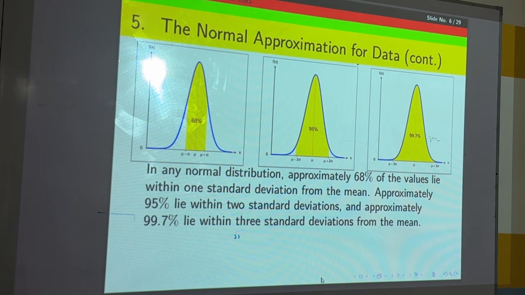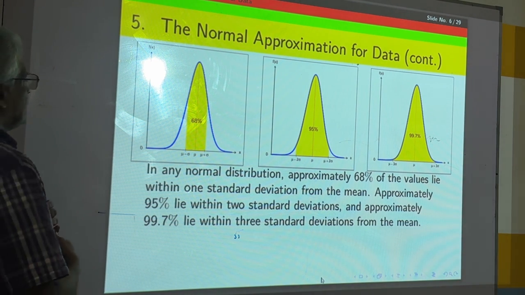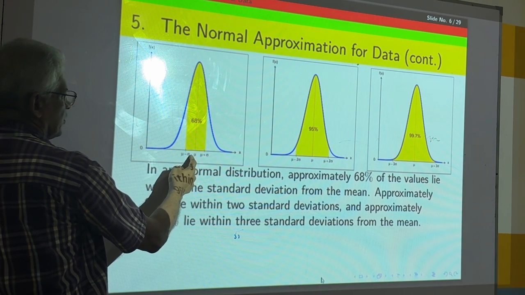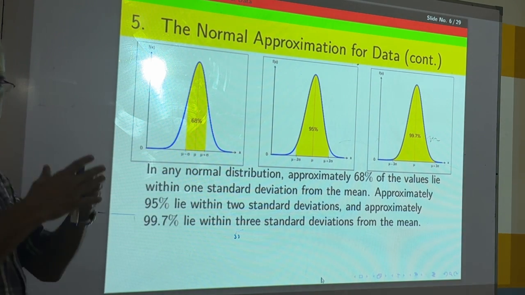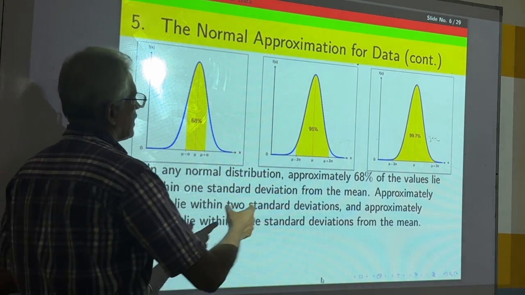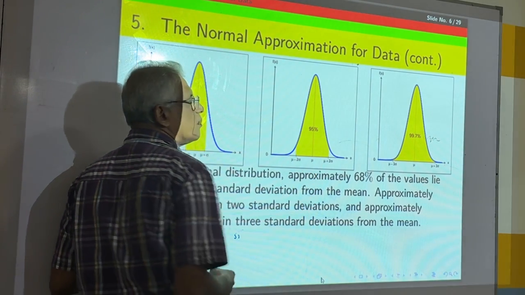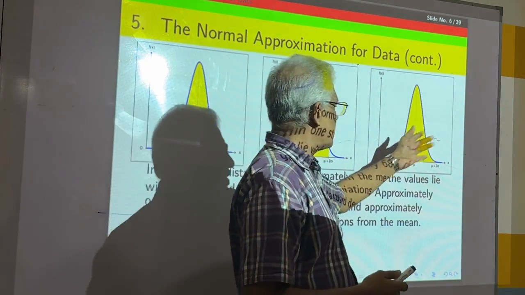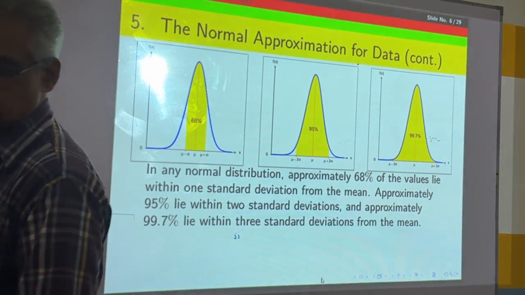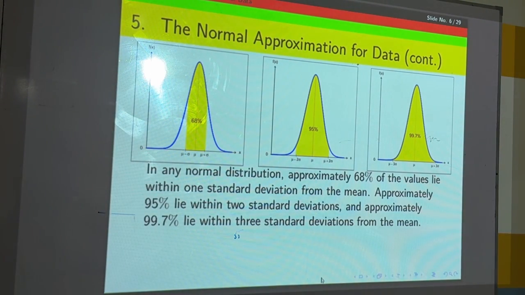So this is that empirical rule that I mentioned. For any normal distribution, this rule is correct. Within one standard deviation from the mean, 68% of the area. Within 2 standard deviations from the mean, 95% of the area. Within 3 standard deviations, almost all the area. For any normal distribution.